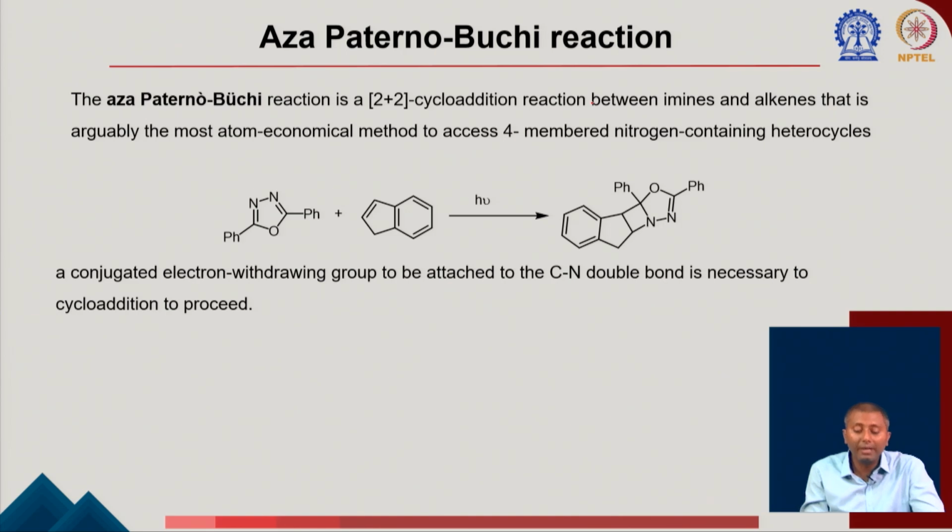Now it is not always with the carbonyl, it can also happen with the imine, and once it happens with the imine, we call it the aza Paternò-Büchi reaction. Again, now you have a four-membered ring with nitrogen, so it can form an azetidine.